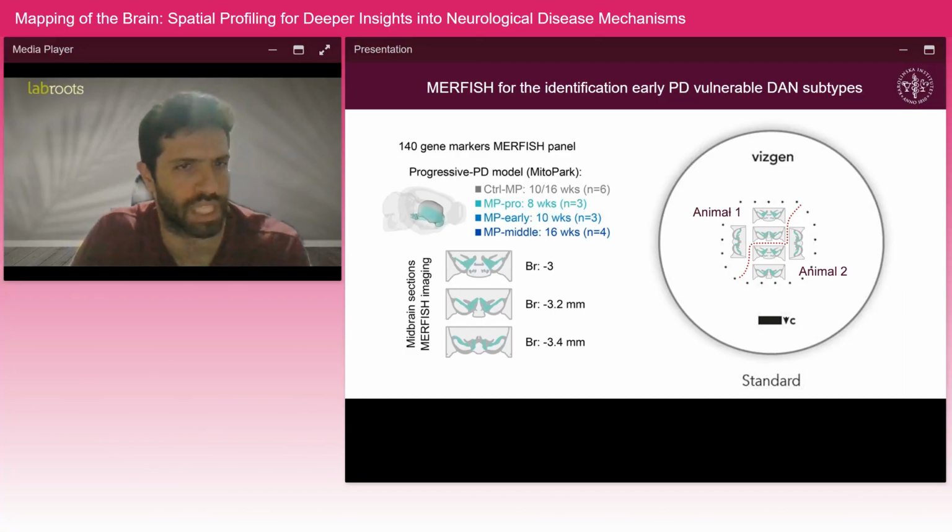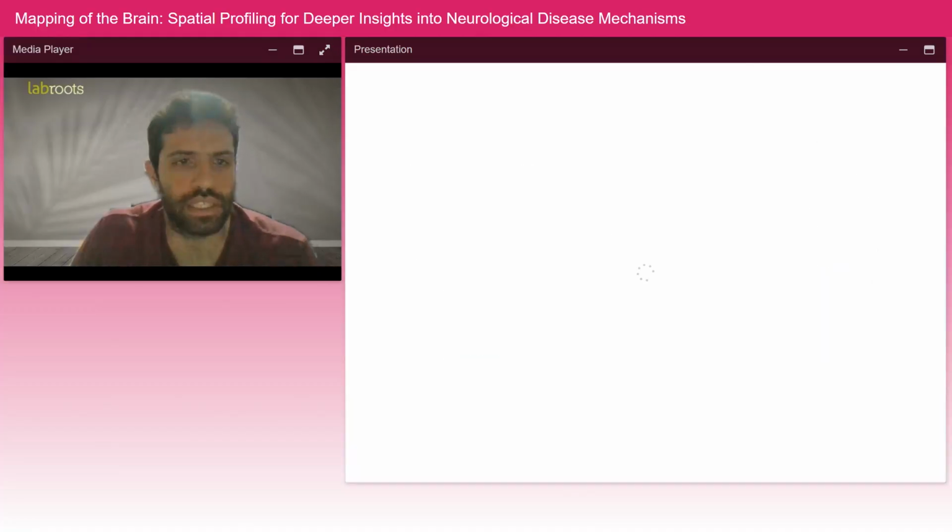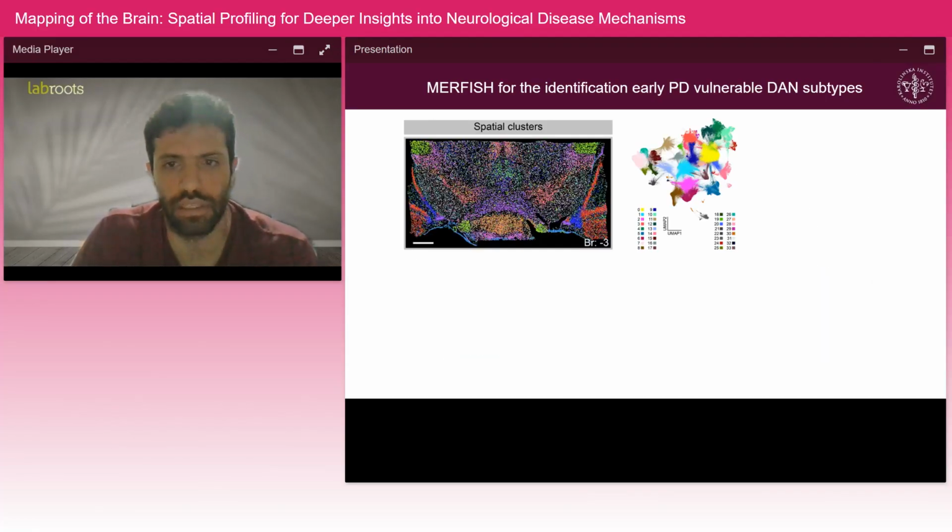Since we focus on the substantia nigra, we don't really care about the surrounding brain areas like the hippocampus or upper midbrain and stuff like this. So by doing this, we managed to have a huge data set. And this huge data set actually is here.